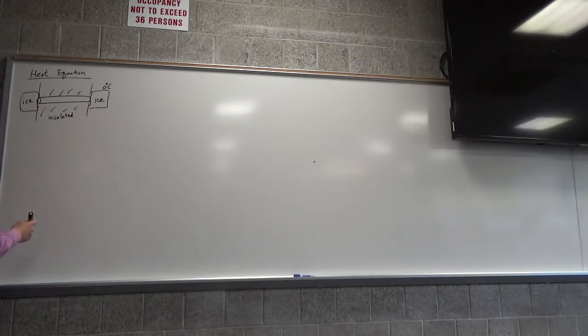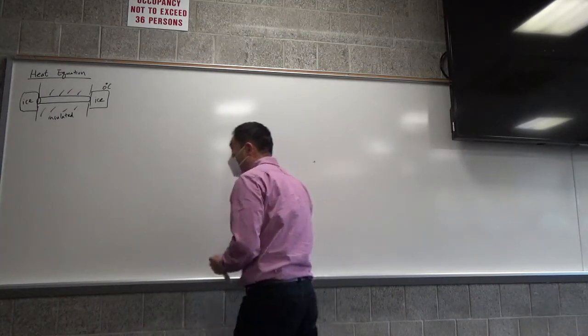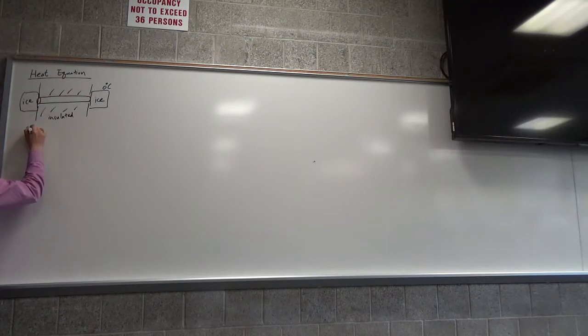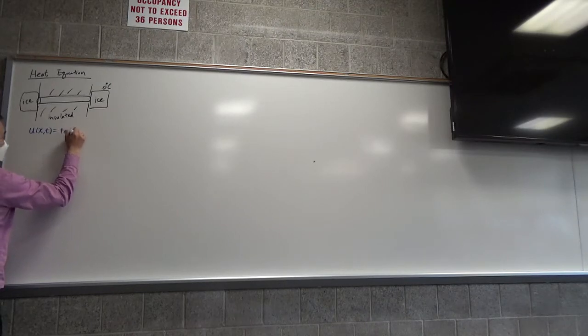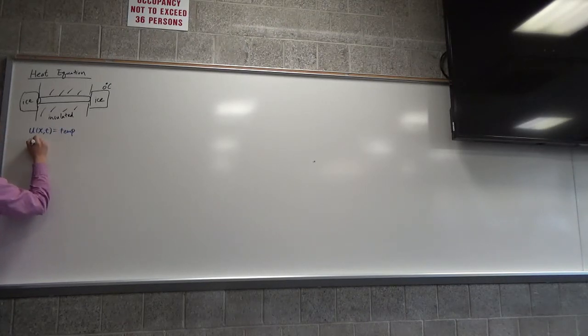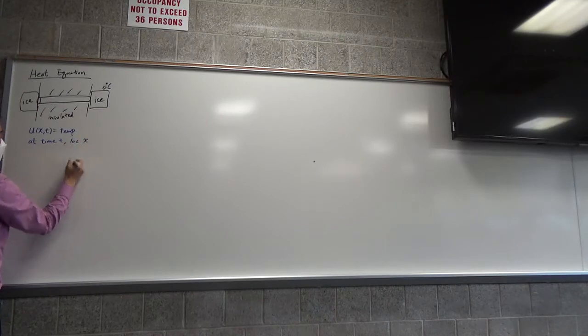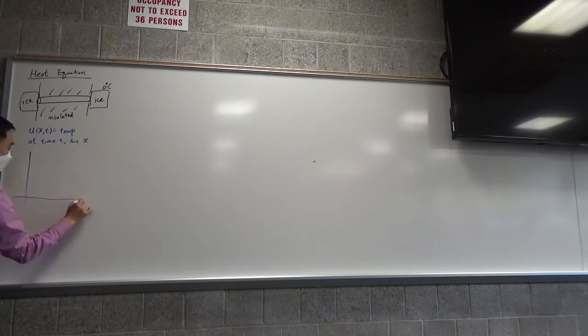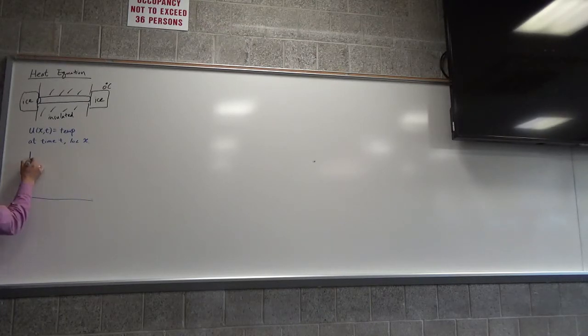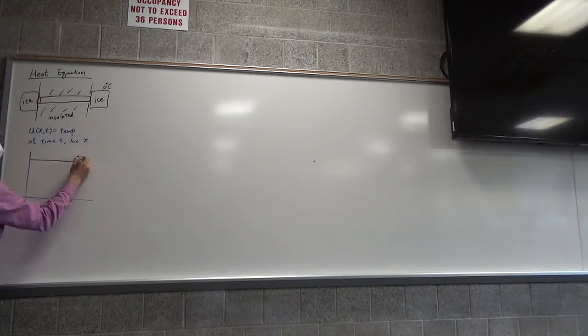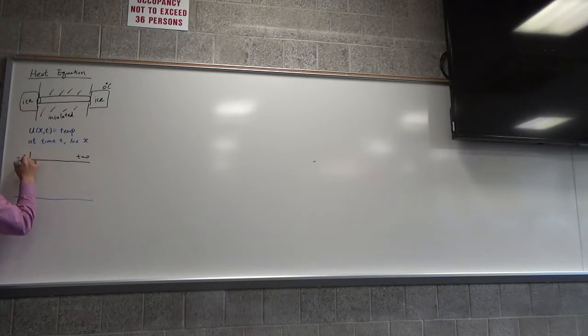So you can imagine the graph of the temperature, which we're going to say u(x,t), will be the temperature at time t and location x. Okay, so the graph should look like this. Initially when time t is equal to 0, let's say it's at 20 degrees Celsius. So like from end to end it's 20 degrees flat.